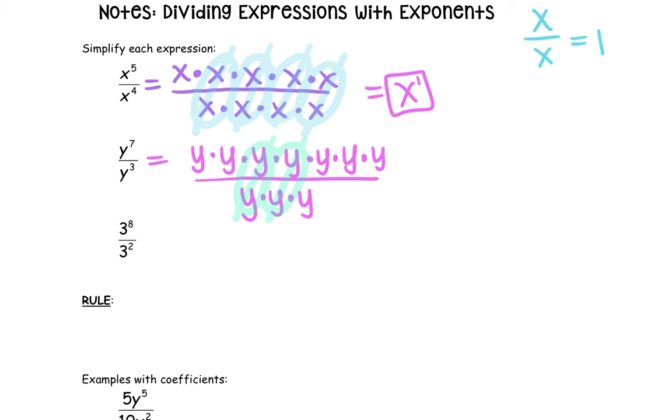A y divided by a y cancels out because that's just 1. Now we're left with y times y times y times y in the numerator. So that is y to the 4th power.